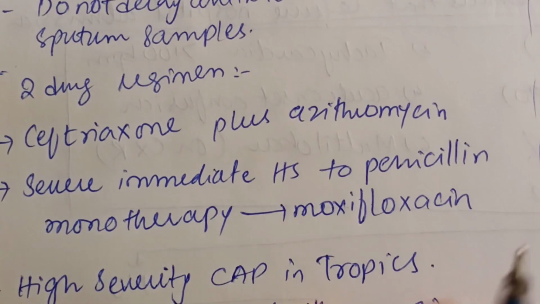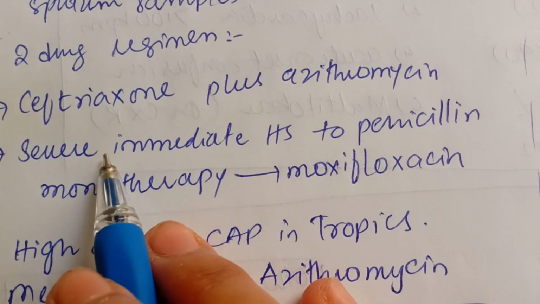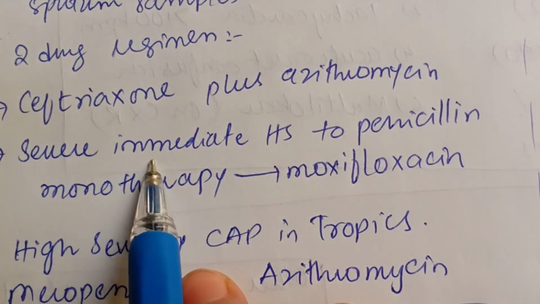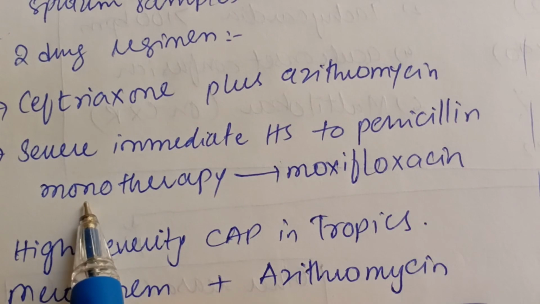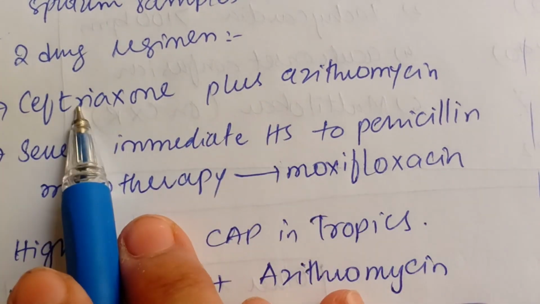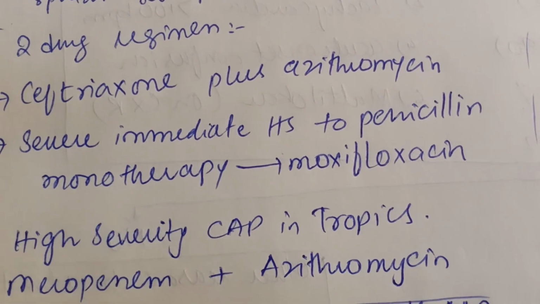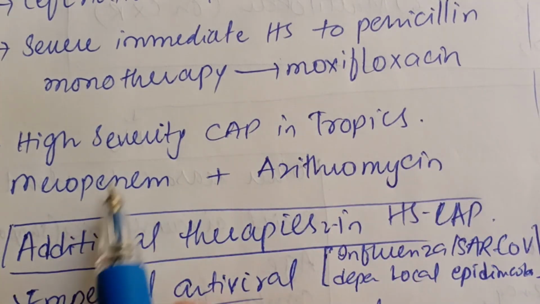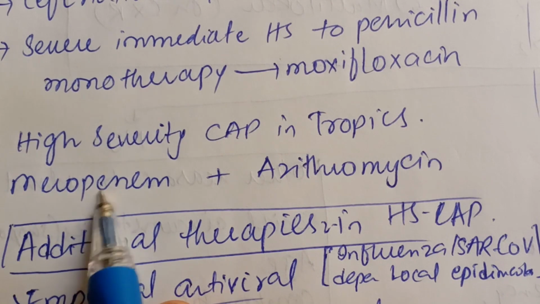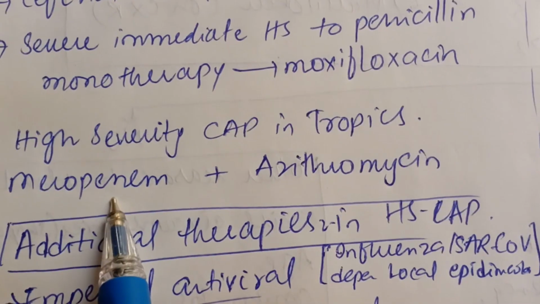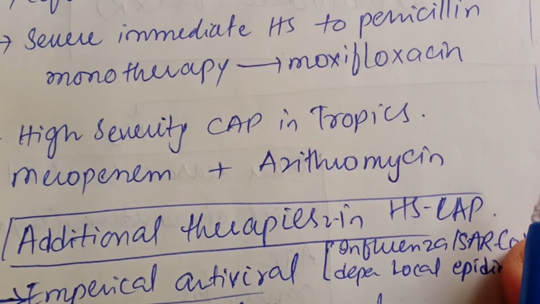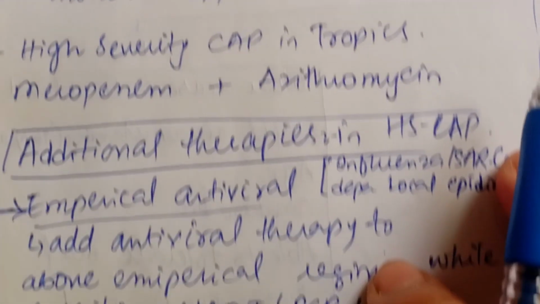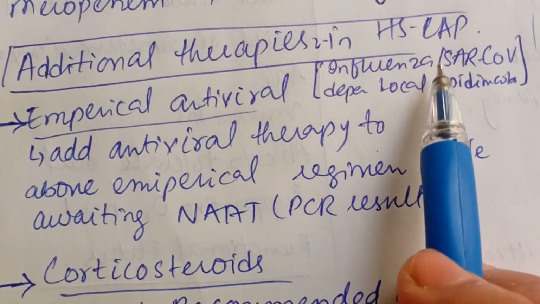So we are going to follow the two drug therapy, that is IV ceftriaxone plus IV azithromycin for high severity community acquired pneumonia. But if the patient has severe immediate hypersensitivity to penicillin, we are going to give moxifloxacin instead of ceftriaxone. And if the patient has high severity community acquired pneumonia and is from tropical regions, the therapy would be IV meropenem plus IV azithromycin. Now we have the additional therapy to be used in high severity community acquired pneumonia.